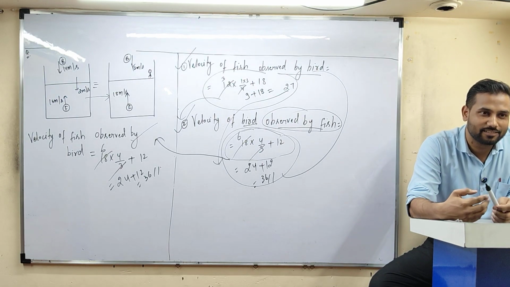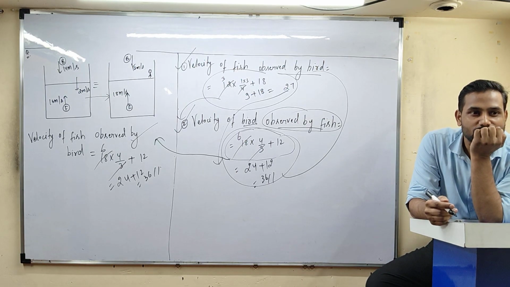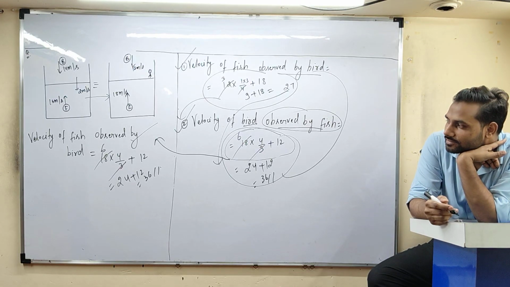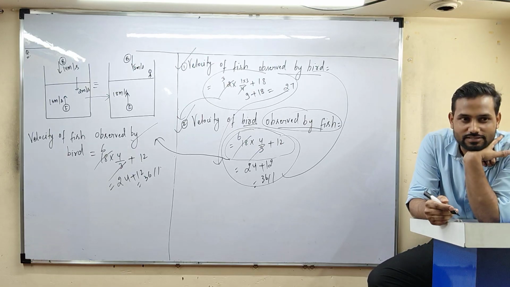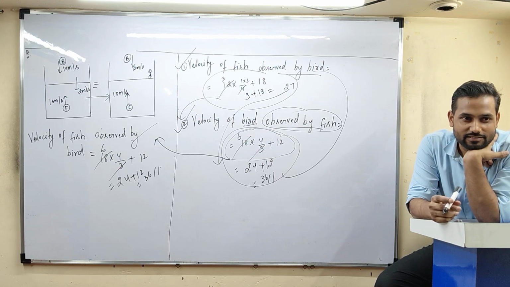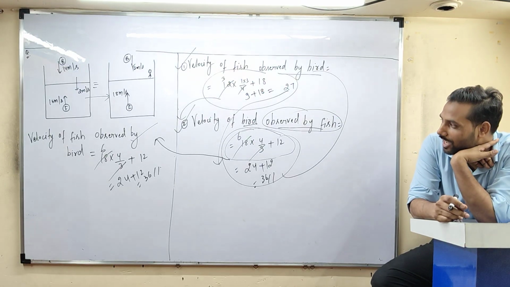You're getting a different answer. Which answer? Anyone else? 25.5? No? Yes? How? Okay, h by mu. Then plus 12. How? Formula.